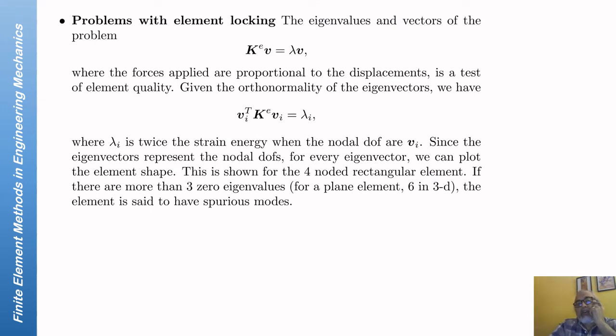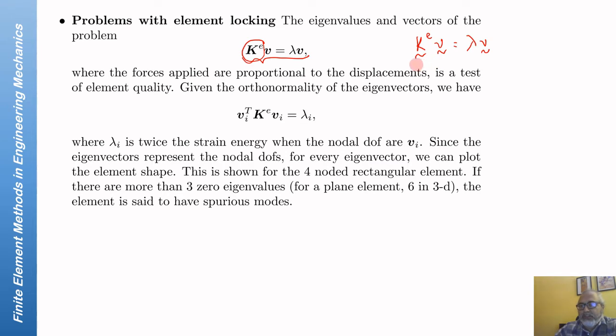So the next problem that we want to discuss is the problem of element locking. Let me try and explain what this means. For example, let's say an element has a local stiffness matrix KE, and then we can set up an eigenvalue problem as ke times v equal to lambda v. This is the problem you would solve if you want to find the eigenvalues and eigenvectors of ke. So v has the dimensions of displacement. It is a vector of nodal degrees of freedom. But the forces that you have applied on the right-hand side are proportional to the displacements. So you apply forces that are in the same direction as the displacements and proportional to them.